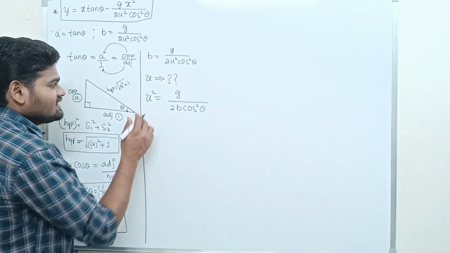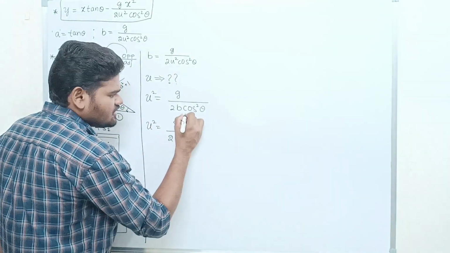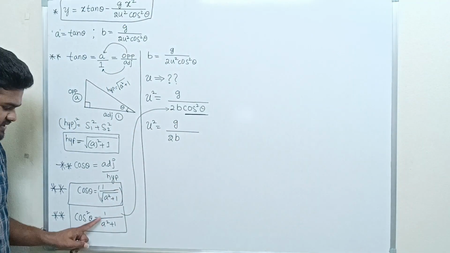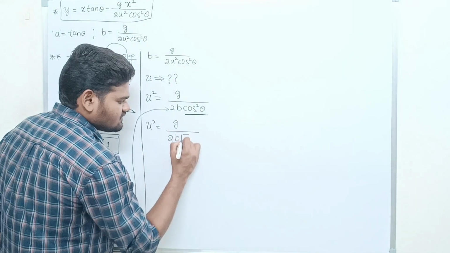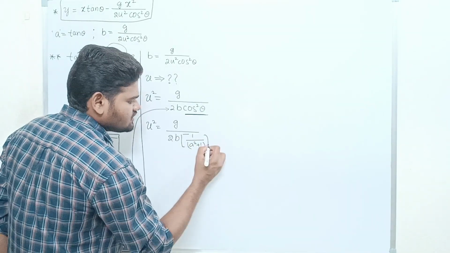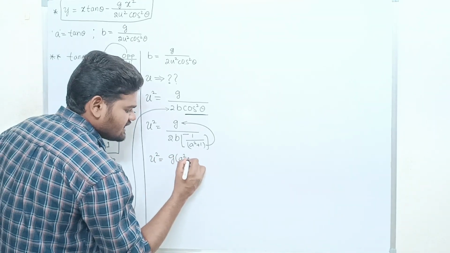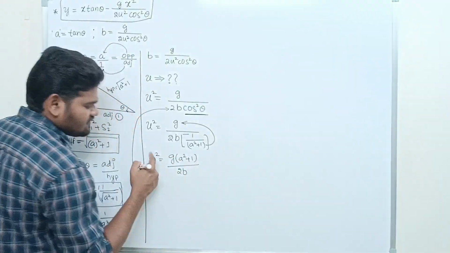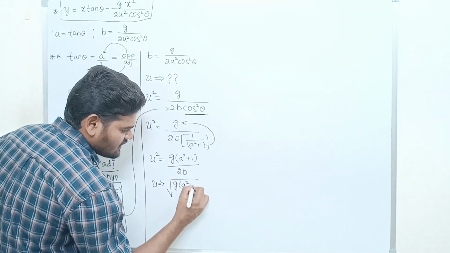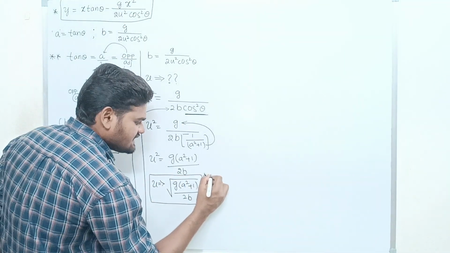So have a look from this. u square is equal to g by 2b, and what is the value of cos square theta? Here we got the cos square theta value, just substitute there: 1 by a square plus 1. So this a square plus 1 value went to the numerator. Finally it becomes u square is equal to g into a square plus 1 divided by 2b. If the square went to that side, it becomes u is equal to under root of g into a square plus 1 divided by 2b. So this is the initial velocity of the object.